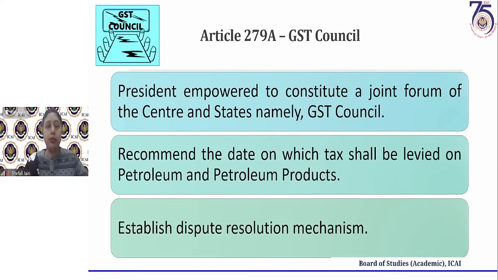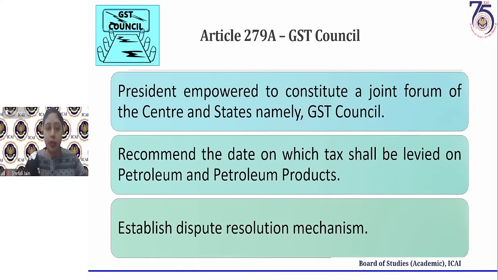The President was empowered by the Constitution 101st Amendment Act to constitute a joint forum of center and state, and this joint forum is called GST Council. You must have heard about GST Council meetings in the news, and you must have read about them in the newspaper also. Almost every quarter or every 6 months these meetings are held. Sometimes more than one meeting is held in a quarter. It depends on what type of changes the government wants to bring. So a meeting is held.